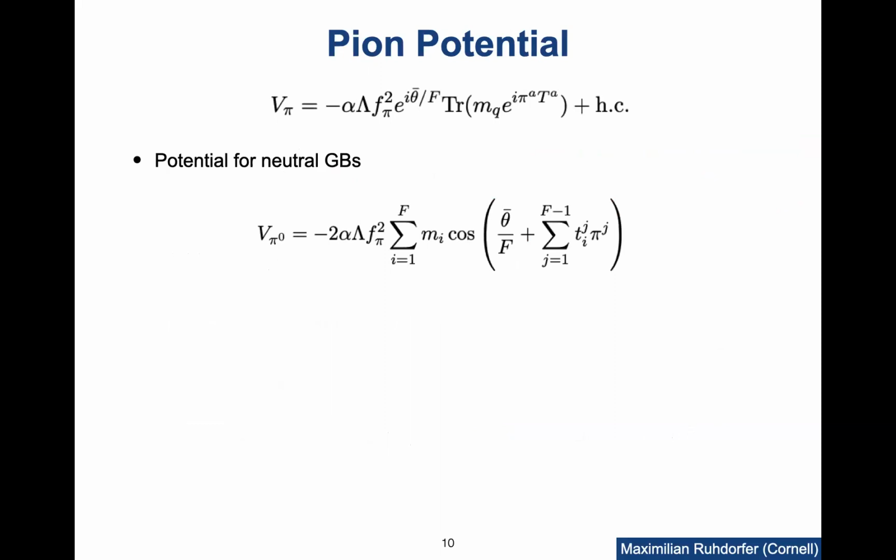You again have a theta dependence. And then you can just do this regular thing that you always do. You write down a potential for the neutral Goldstone bosons. In this case, it would be a function of the quark masses. And also we have F flavors. So there are F-1 Cartan subalgebra generators, and therefore also F-1 neutral Goldstones.